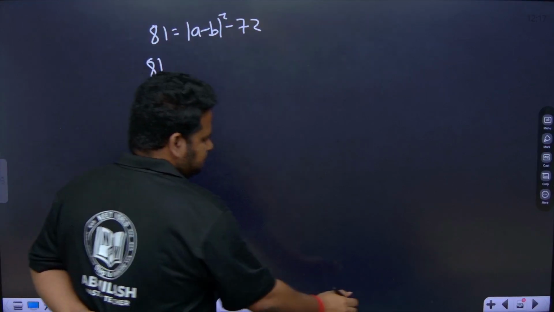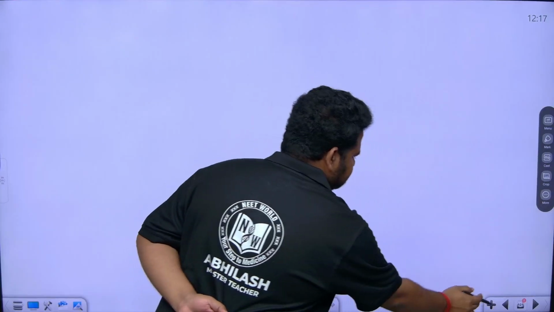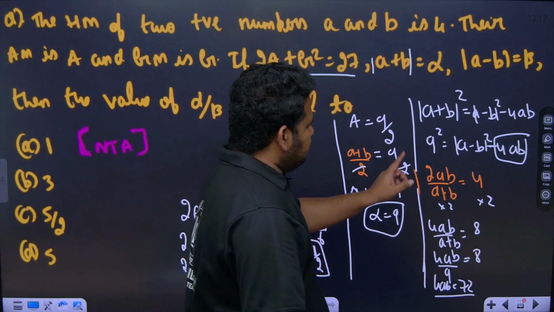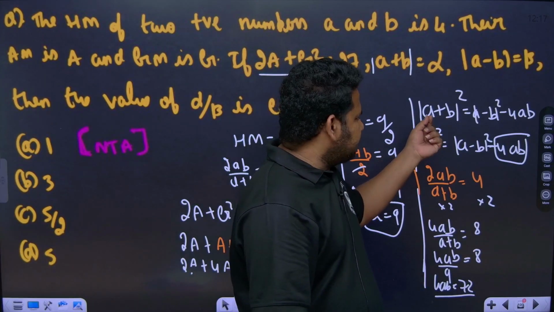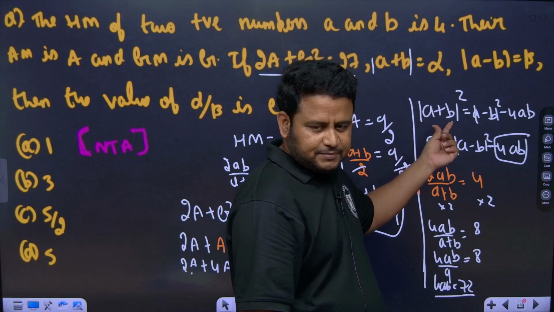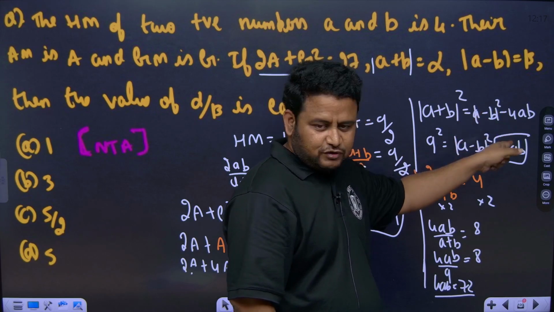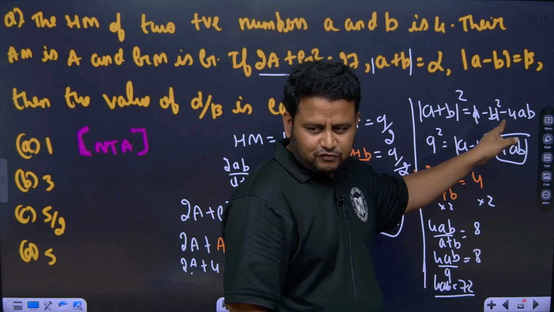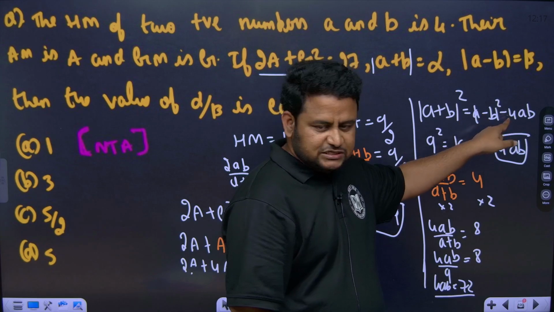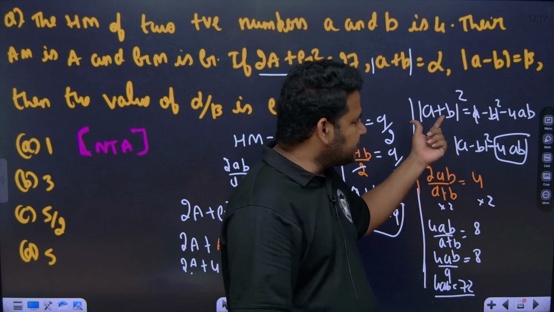Wait here, just a minute. This will be (a plus b) whole square. If I want to get a square plus b square plus 2ab, here what I am having? a square plus b square minus 2ab. Here it should be plus 4ab, right? Yes. (a minus b) whole square plus 4ab, then only I will get (a plus b) whole square.